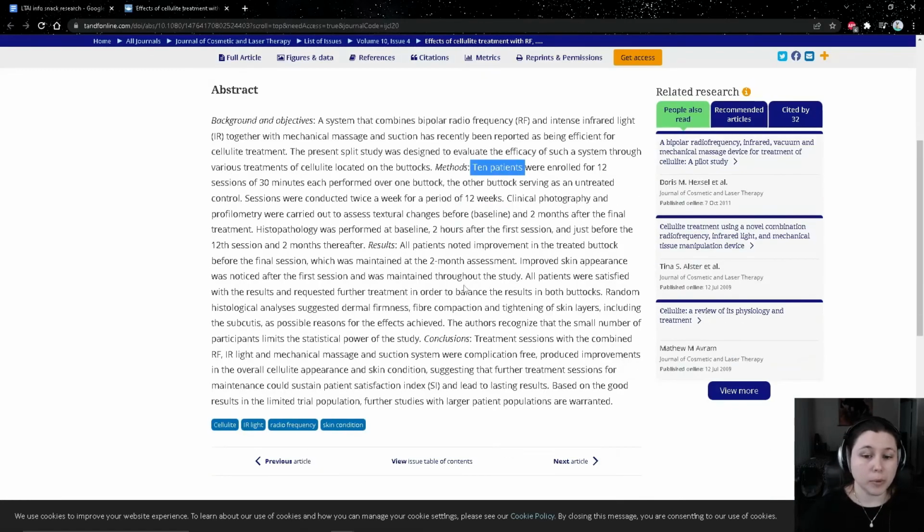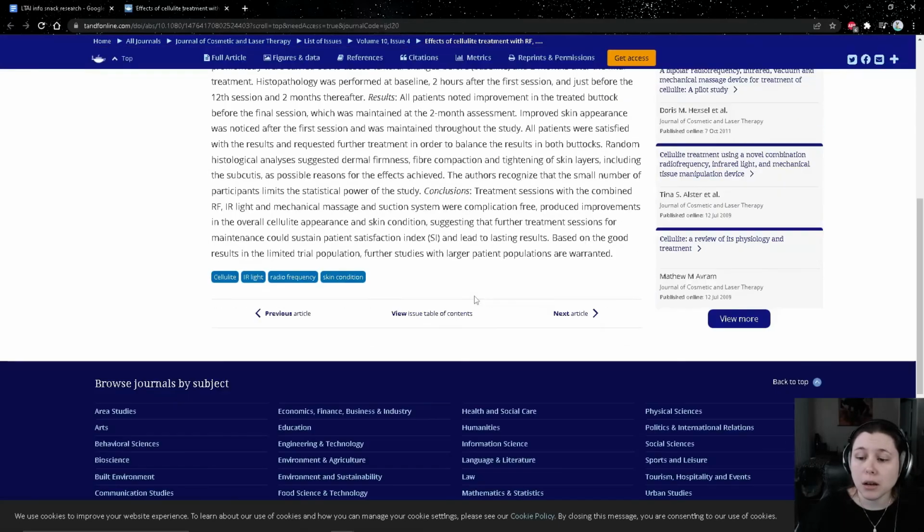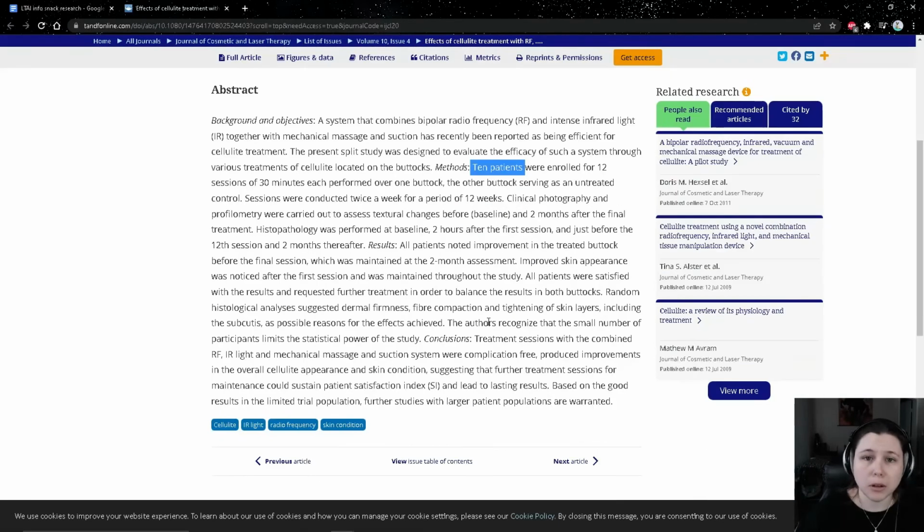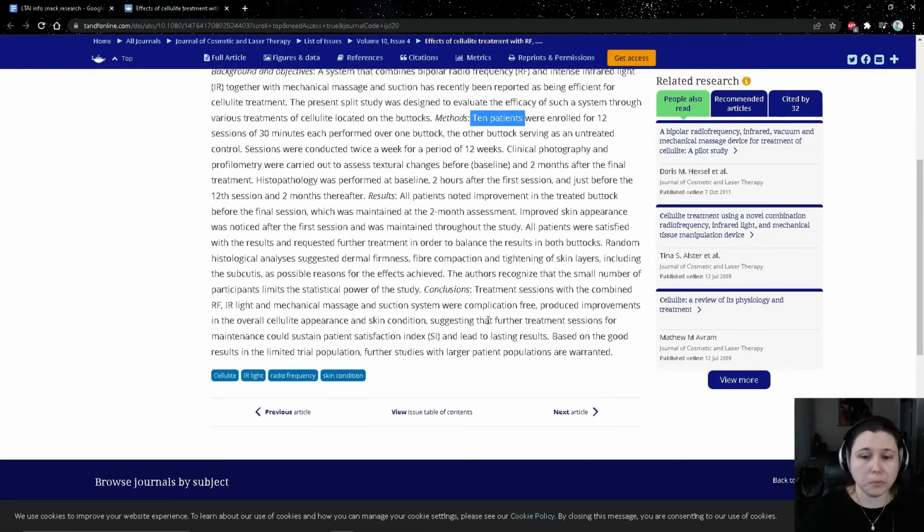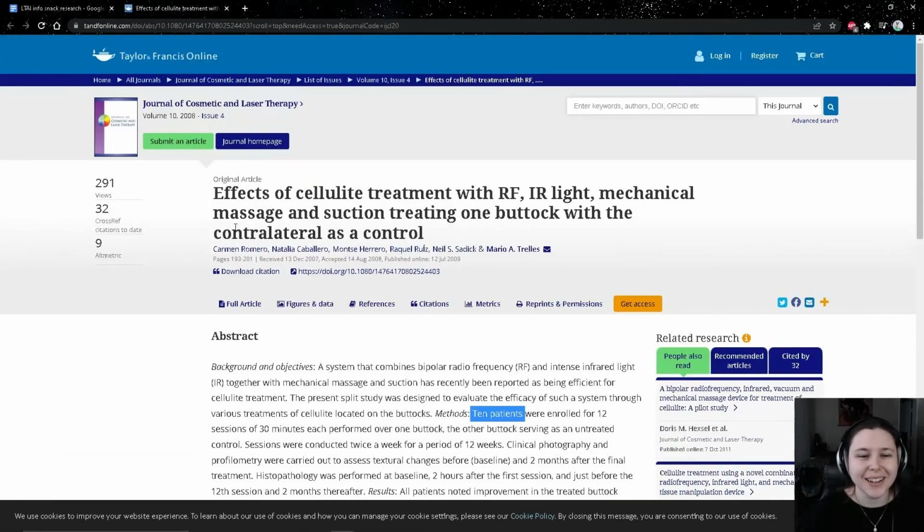So could there be some placebo in here? I don't doubt it, but they still got results. They still felt better. So there it is.